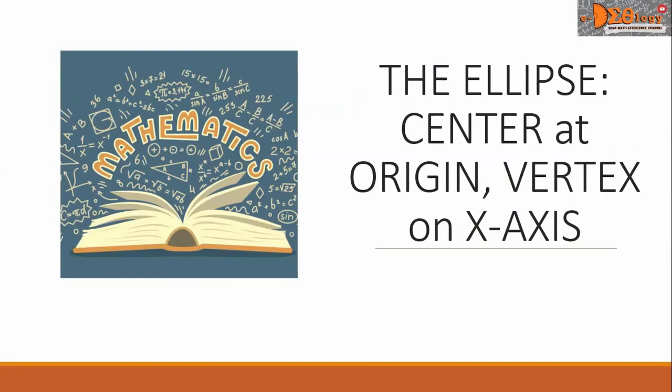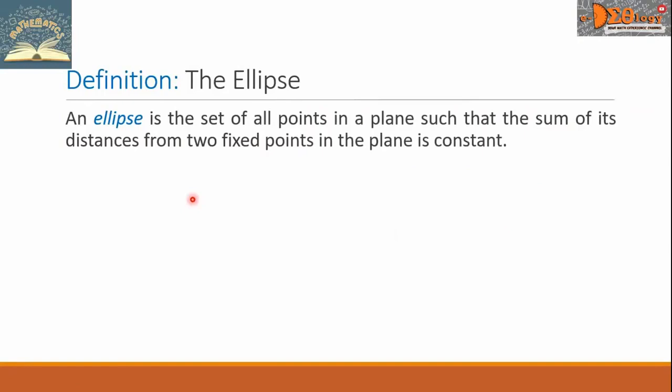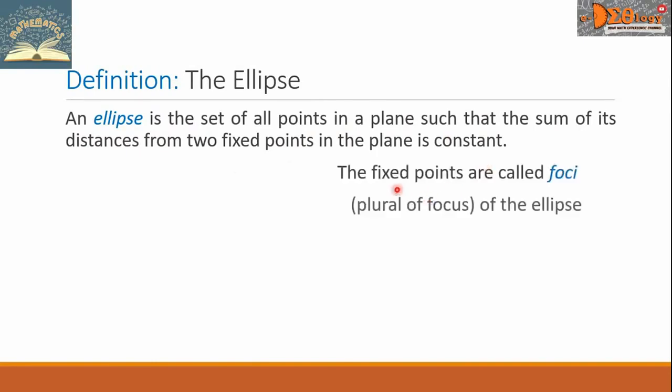Hi everyone, today we're going to study ellipse with center at origin and vertex on x-axis. First, let us define ellipse. An ellipse is the set of all points in a plane such that the sum of its distances from two fixed points in the plane is constant. The fixed points are called foci, plural of focus of the ellipse.